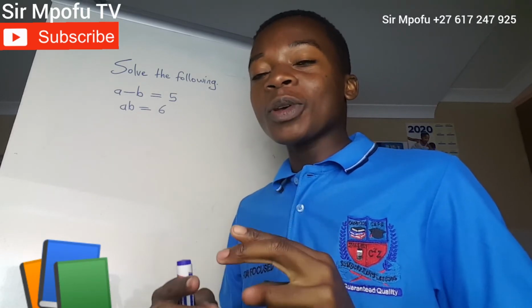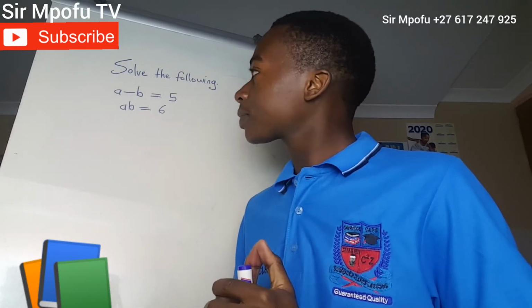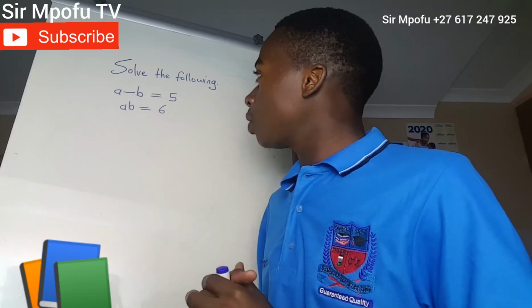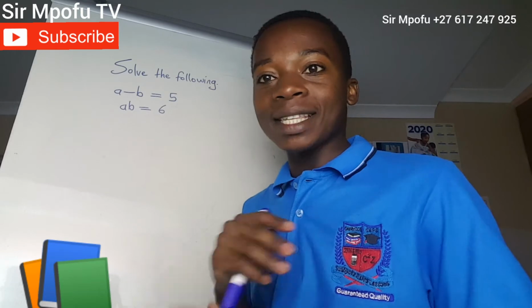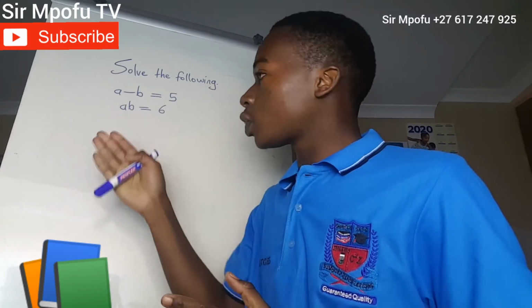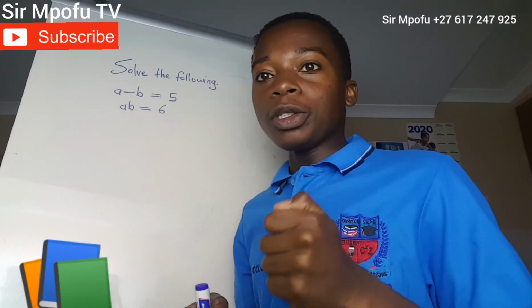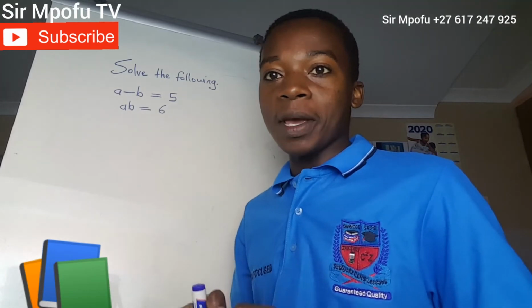Why? Because we have got two unknowns. We are going to find the value of A and also the value of B. So automatically it's a simultaneous equation, and also we've got two equations. So I'm going to use the substitution method.